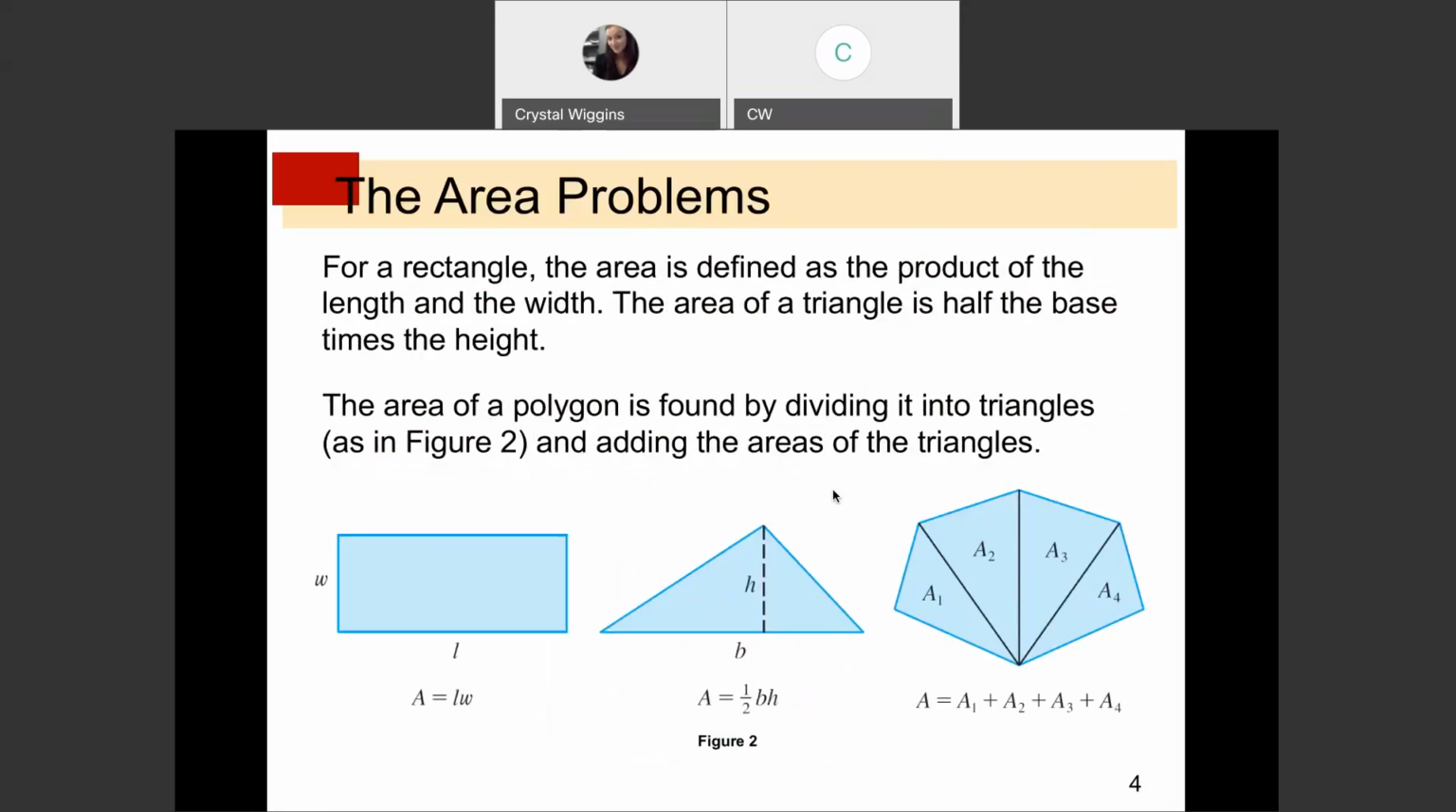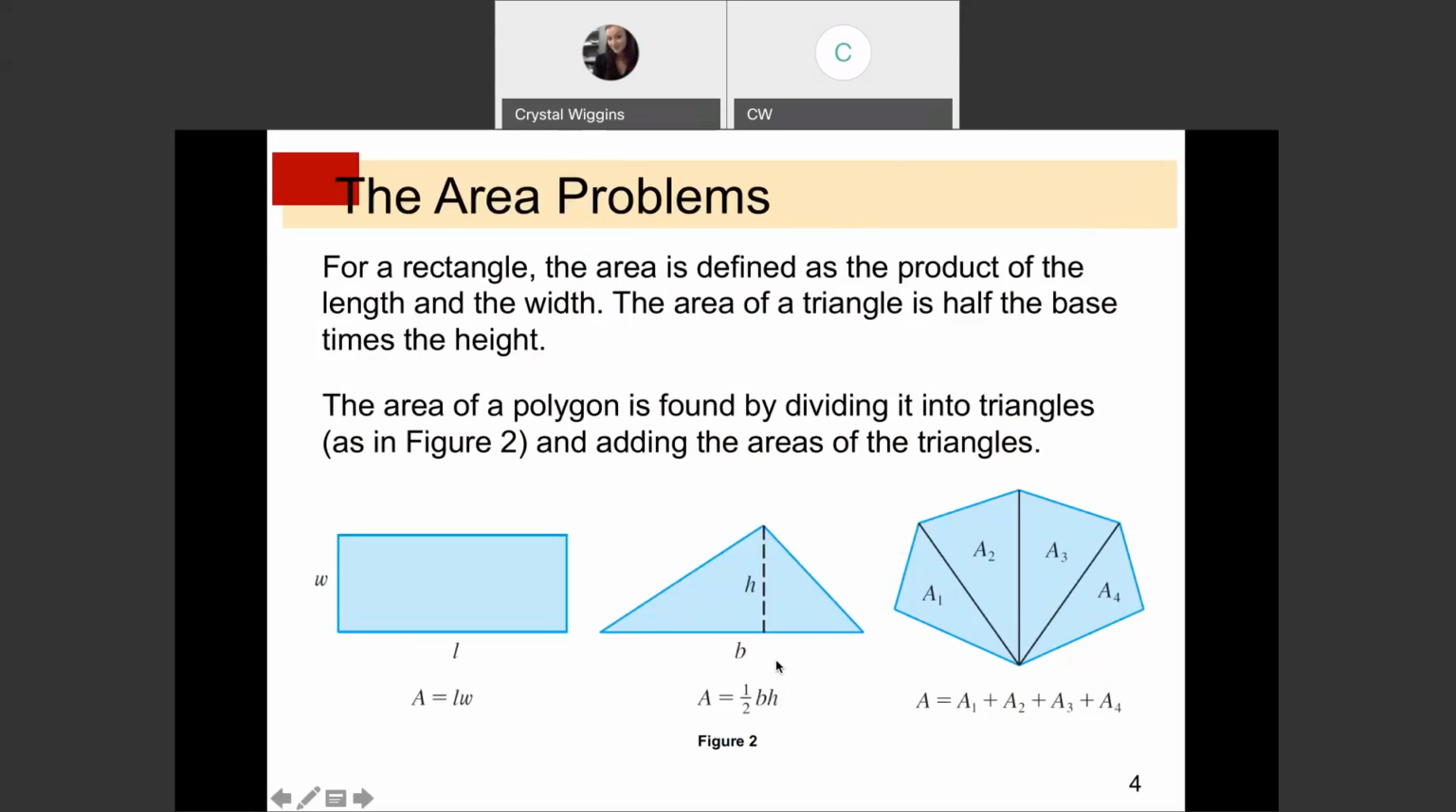For a rectangle, the area is defined as the product of the length times the width. You guys should know this, hopefully. The area of a triangle is half of that. So it's half of the width times length, but we call the length the base, and the width the height, which, notice by the picture, is always a vertical line perpendicular to the base. It's not necessarily one of the sides of the triangle.